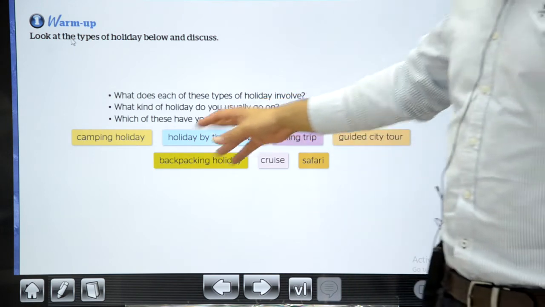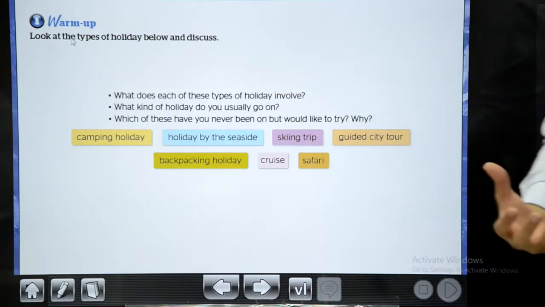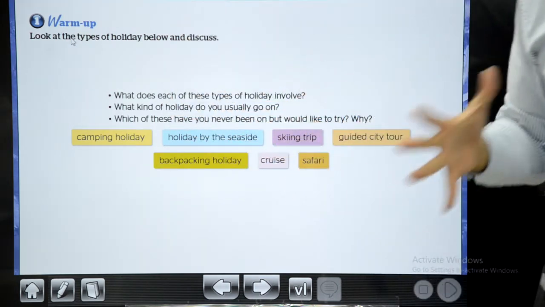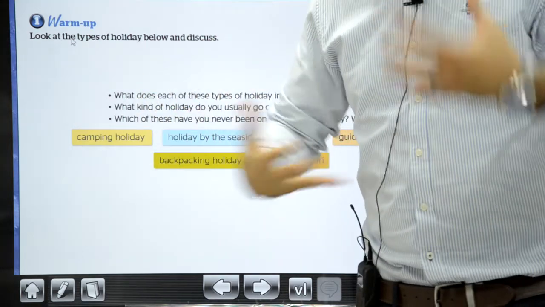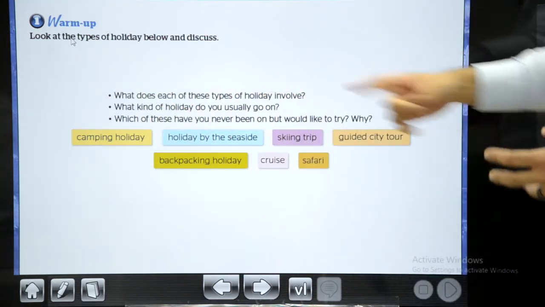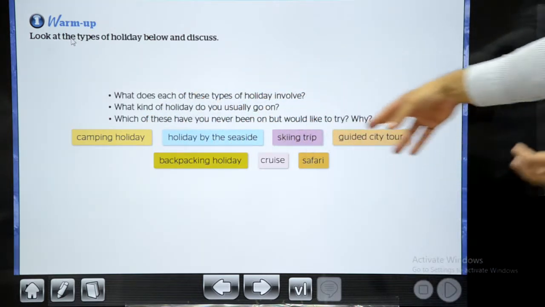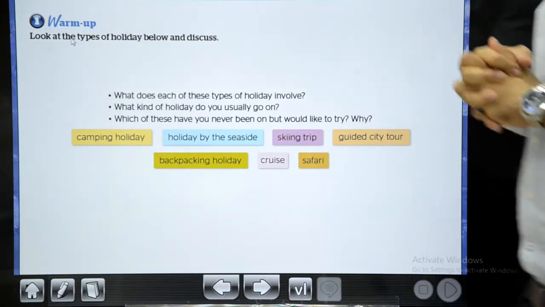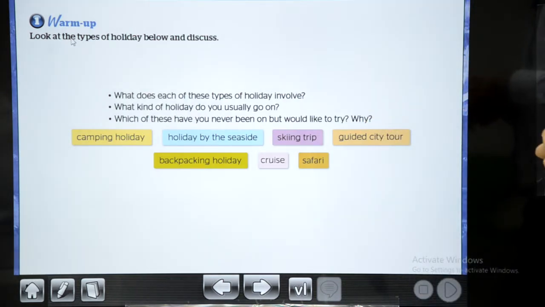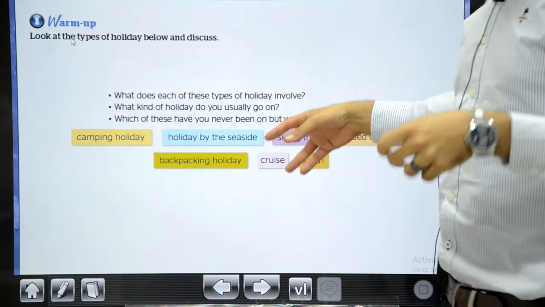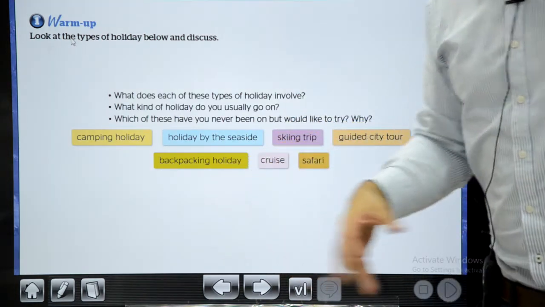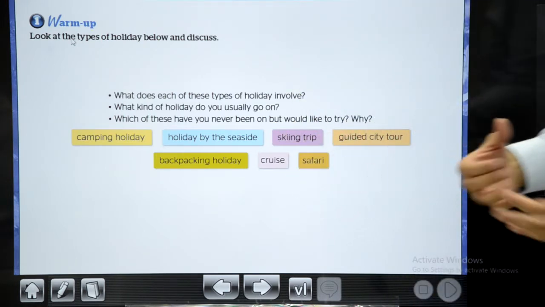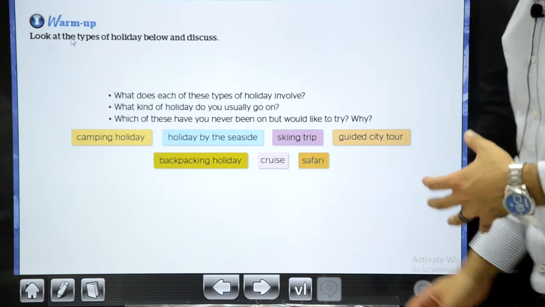What kind of holiday do you usually go on? For me, I prefer holiday by the seaside. I like the sea too much. I like beaches. I like swimming, water activities. For me, this is the best part. Which of these have you never been on, but you would like to try? For me, I've never been on a skiing trip, and I'd like to try it. I've never been to a place that has snow, so I'd like to try skiing.